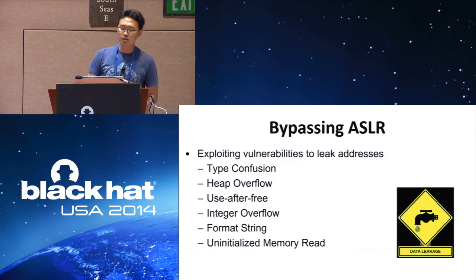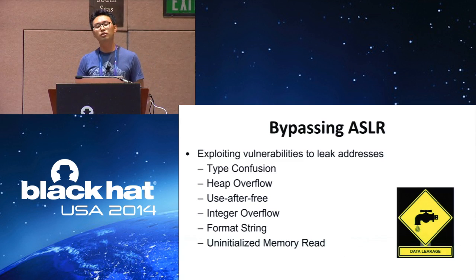The other way to bypass ASLR is to exploit vulnerabilities. If you can exploit vulnerabilities like type confusion, heap overflow, use after free, integer overflow, format string, or uninitialized memory read, there is a high chance that you can get some of the memory footprint, and that memory footprint usually contains addresses, like virtual function pointers. And usually if you have a virtual function pointer or a function pointer, then you can get the whole module address.